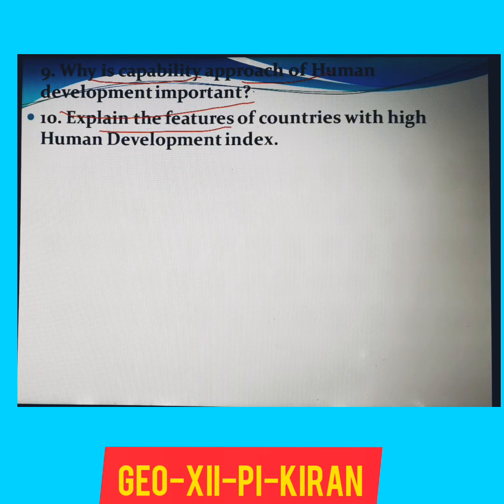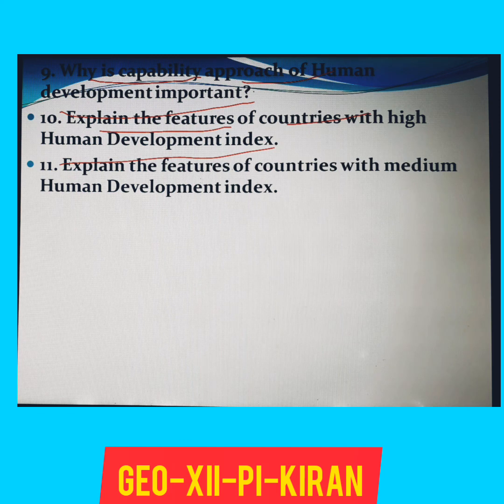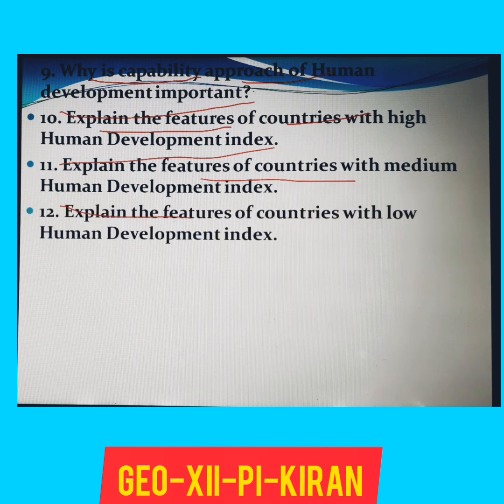Explain the features of countries with high human development index. The fourth column of that table, those features are given. Explain the features of countries with medium. You can refer the same table, fourth column. Explain the features of countries with low human development index. So you go through that table from the video, and these three questions you can definitely answer from that.